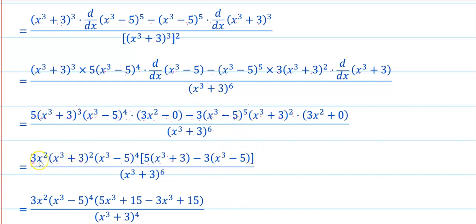And hence after taking the common 3x square into (x cube plus 3) bracket square into (x cube minus 5) bracket is to 4 common from these two terms. Which are the two terms? This is the first one and this is the second one. Which is the common? 3x square into (x cube plus 3) bracket square into (x cube minus 5) bracket is to 4. Then what terms are remaining? 5 (x cube minus 5), (x cube plus 3), okay, minus 3 in bracket (x cube minus 5).